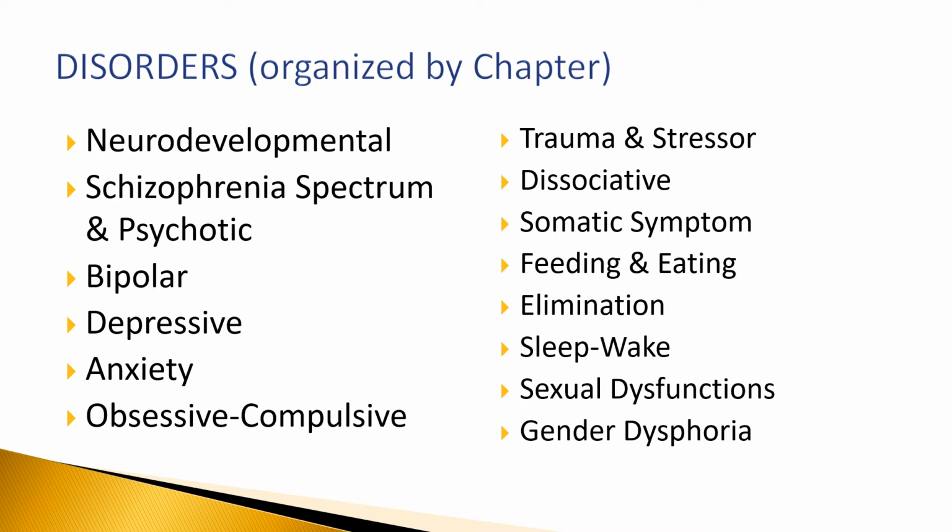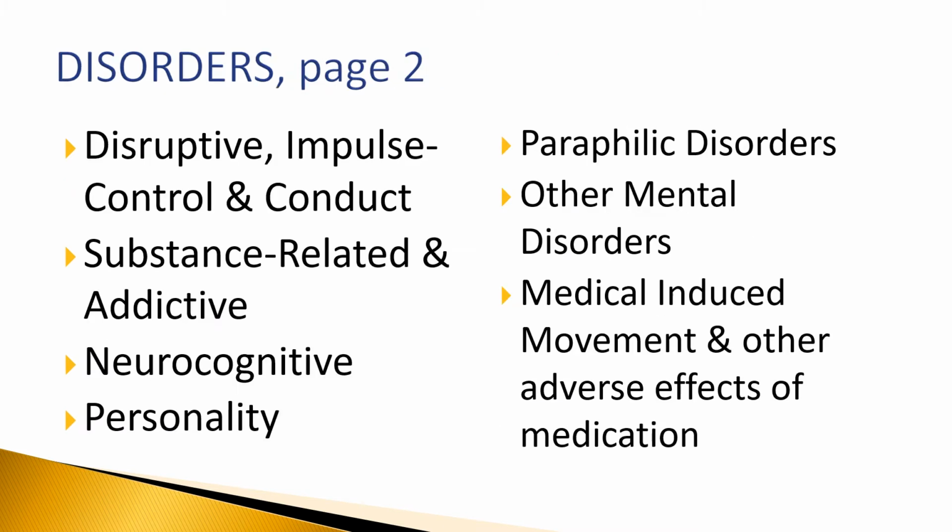Neurodevelopmental, the very first chapter, refers to intelligence, learning, communication problems, motor issues, ADHD, and autism spectrum disorder. Disruptive disorders include oppositional defiant, intermittent explosive disorder, impulse control, and conduct disorders. Neurocognitive disorders include delirium, Alzheimer's, stroke, and Parkinson's, for example.